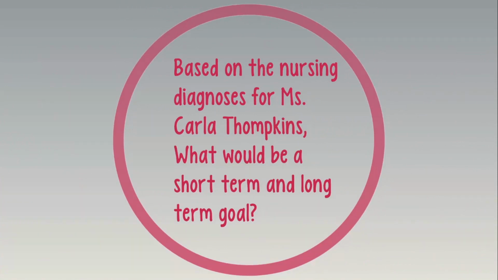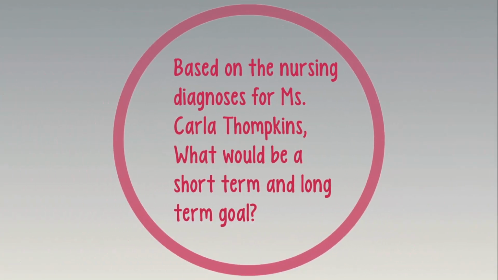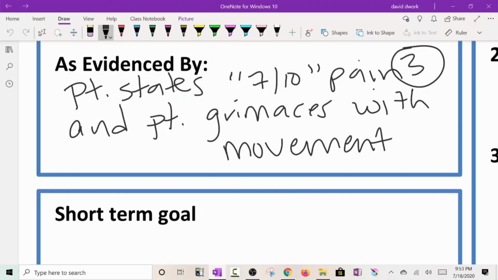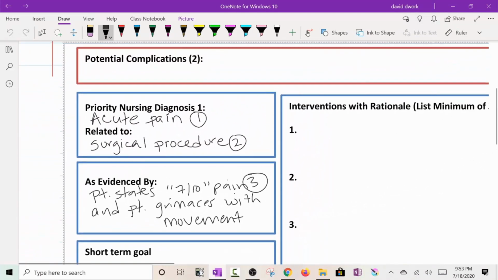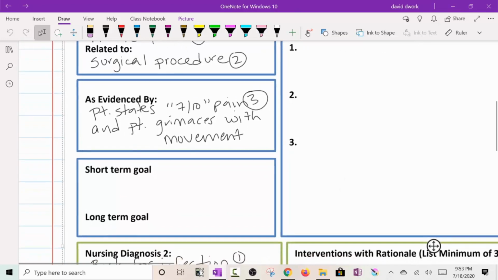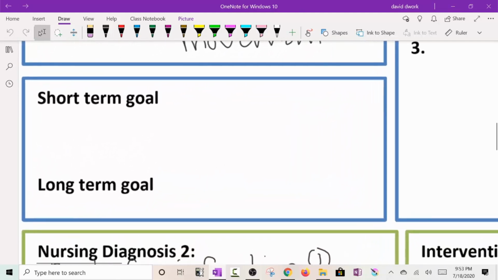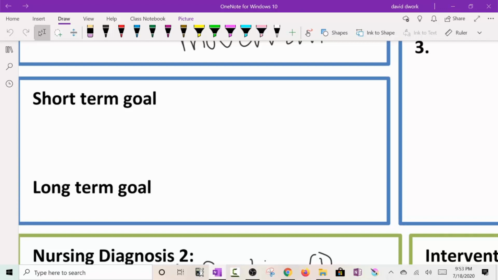So, based on the nursing diagnoses for Mrs. Carla Tompkins, what would be a short-term and long-term goal? At this point, let's go to our care plan again. You guys remember this? We wrote these nursing diagnoses out for Miss Tompkins. We have her acute pain related to surgical procedure as evidenced by the patient stating 7 out of 10 pain and patient grimacing with movement. Let's write a short-term goal for her now, remembering all the things we need to have. Remember, we have to have a subject, a verb, possibly a condition, performance criteria, and a time frame.